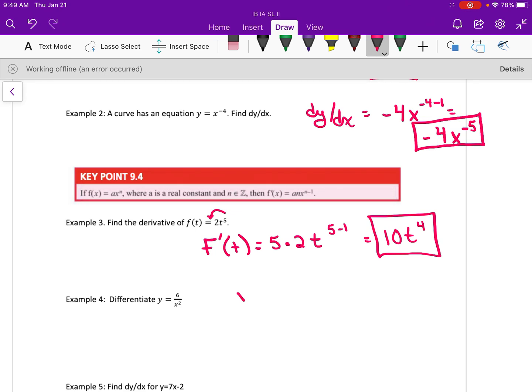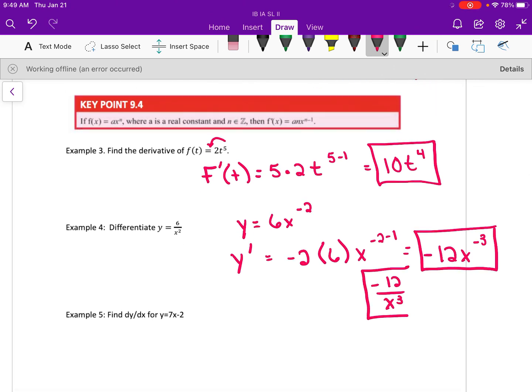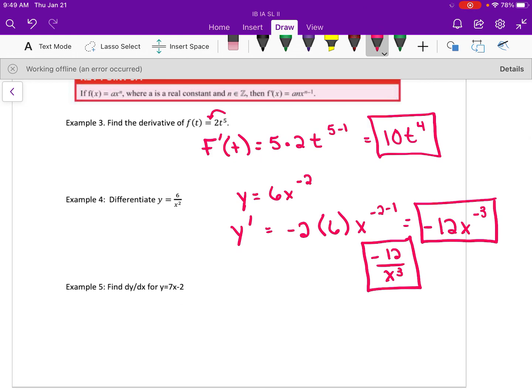Here, we're going to rewrite y as 6x to the negative 2. Then we can find y prime. We're going to bring the negative 2 to the front, multiply it by 6, and then x to the negative 2 minus 1. So we end up with negative 12x to the negative 3. Or, if you really wanted to, you could write that as negative 12 over x cubed. But you don't need to. Same thing, however.